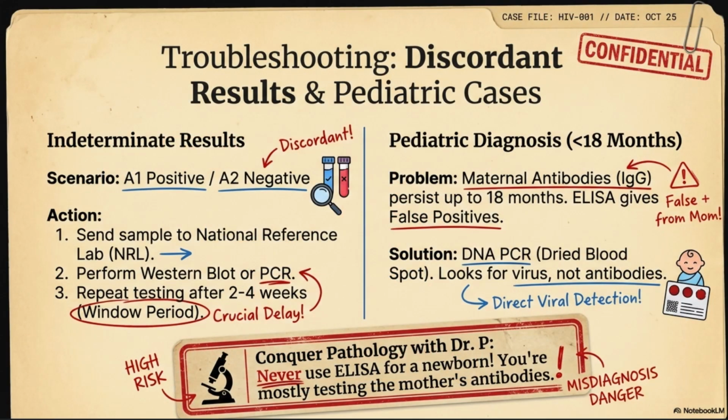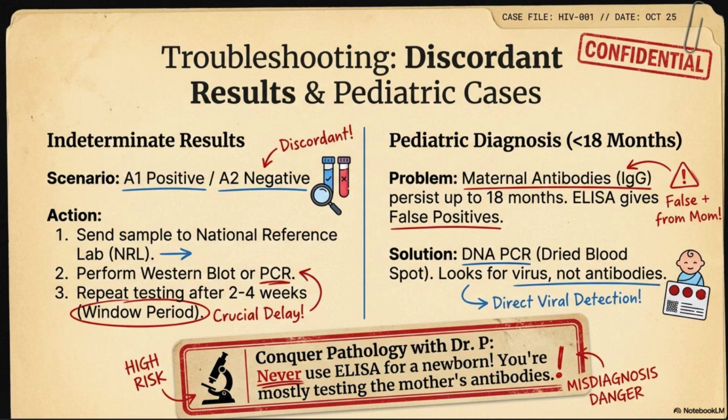What if A1 is positive but A2 is negative? That is a discordant or indeterminate result. Send the sample to NRL, National Reference Laboratory, for Western blot or PCR for viral load. Do not tell the patient they have HIV yet. Repeat testing may be required after 2 to 4 weeks, which is the window period.